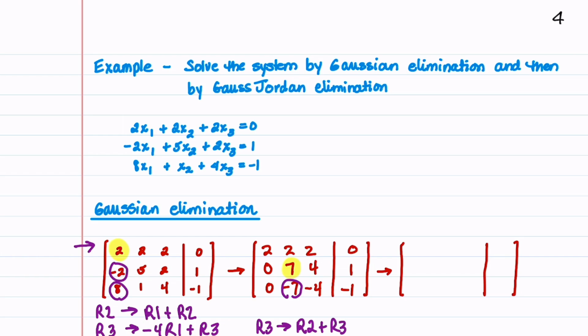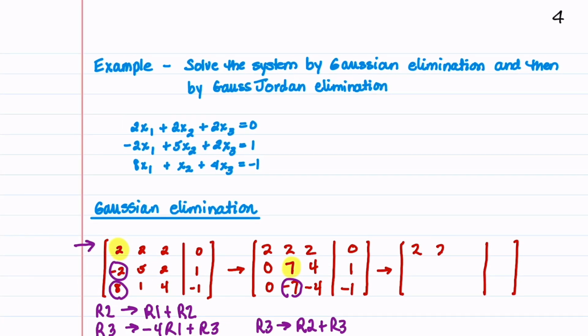So let's copy down over here our matrix: 2, 2, 2, 0, 0, 7, 4, 1. Now we can work on row 3. So we're taking row 2, adding it to row 3, and that's what our row 3 is going to be. So 7 minus 7 is 0. So we have a 0, 0. 4 minus 4 is 0. 1 minus 1 is 0.